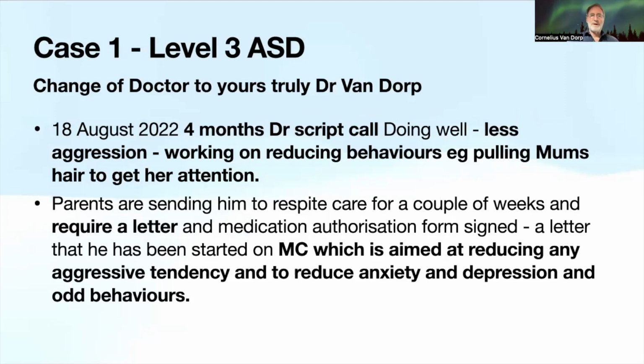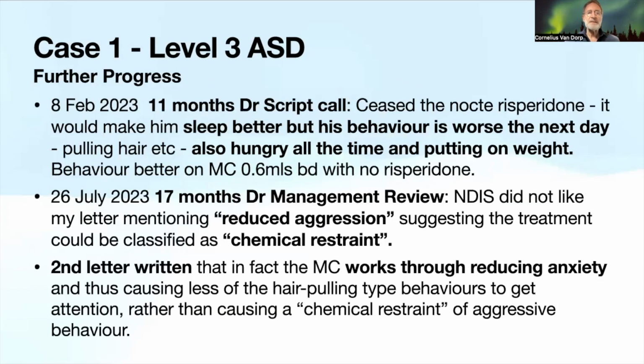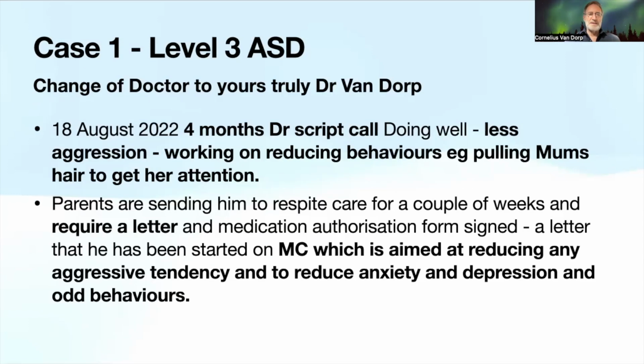Then at 4 months, it came to me, and I made a note of less aggression, working on reducing behaviours, e.g. pulling mum's hair to get attention. And the parents are wanting to finally get away for a holiday and put him in respite care for a little, but they require a letter saying that the medical cannabis is aimed at reducing any aggressive tendency and to reduce anxiety and depression and odd behaviours. So that was at 4 months.